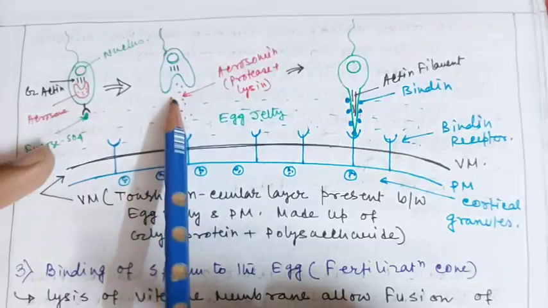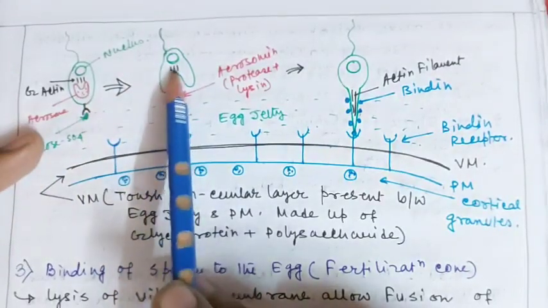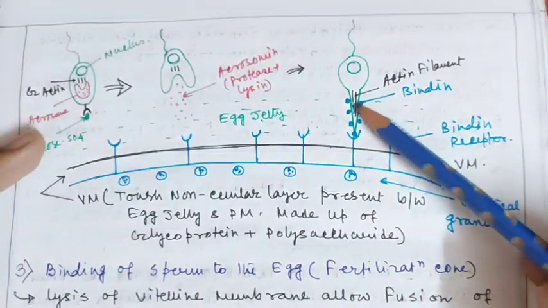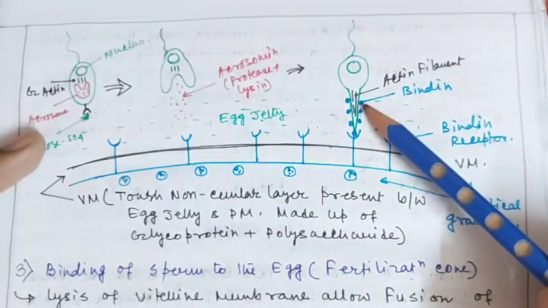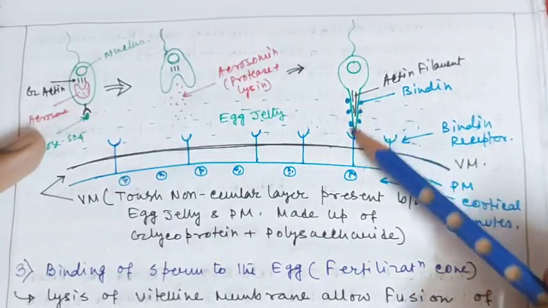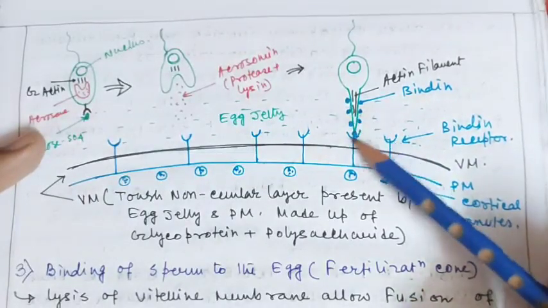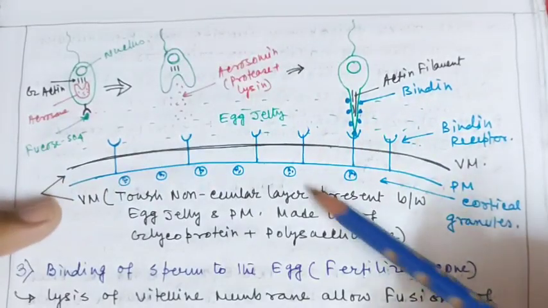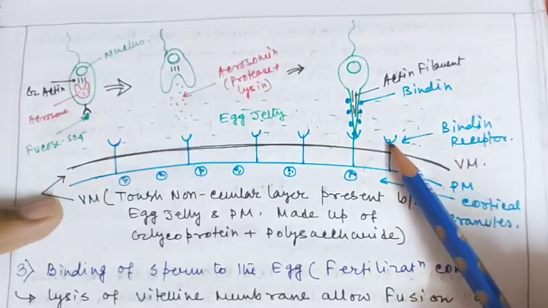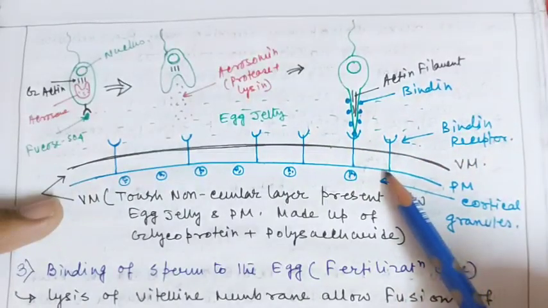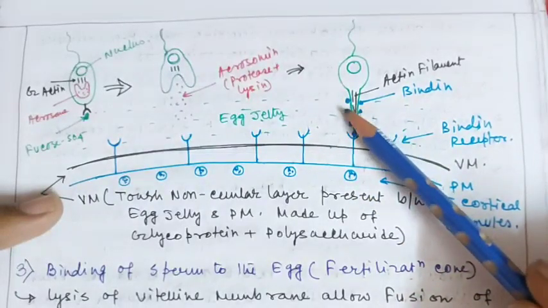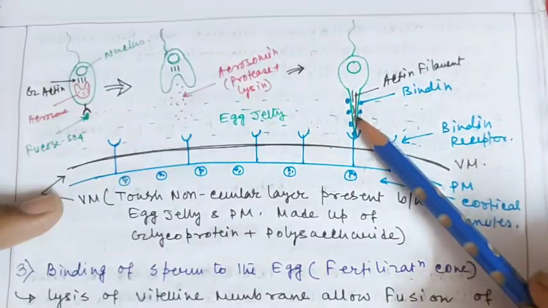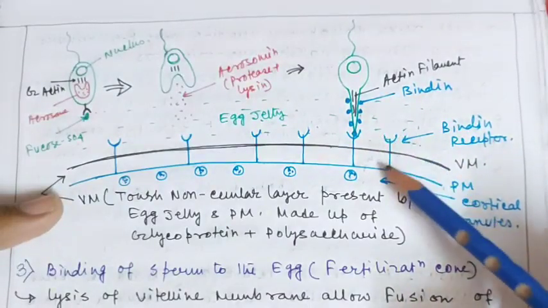Ultimately, just inside the acrosomal vesicle you can find G-actin and G-actin polymerase, and this will form the actin filament, and this actin filament forms the fertilization cone. On the fertilization cone, the bindin can be found. Bindin receptors are present in the plasma membrane of the egg. Remember, the bindin is present in the fertilization cone of the sperm, and the bindin receptors are present in the plasma membrane of the egg, right?